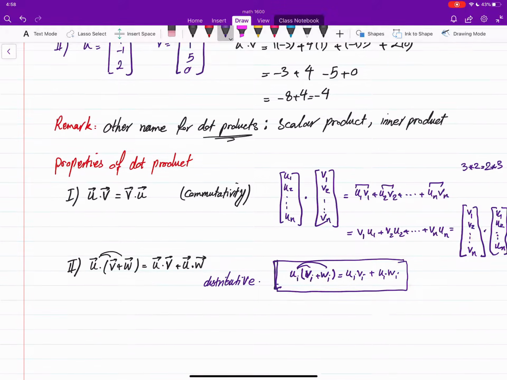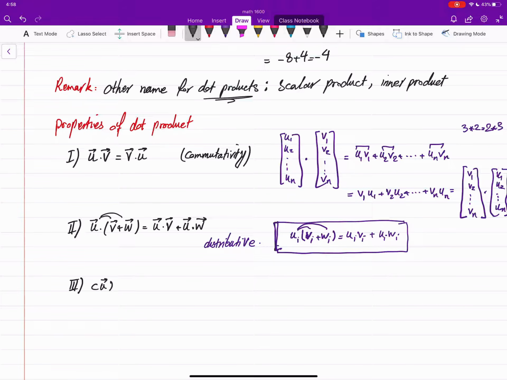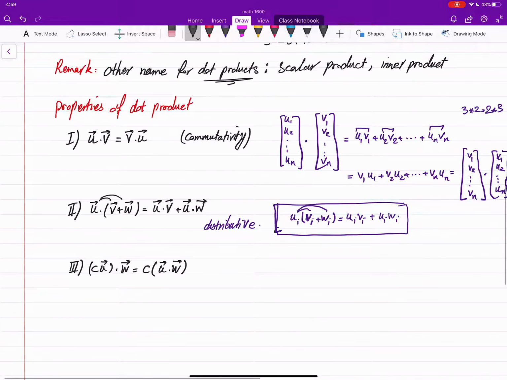Or distributive. Okay, so that's the second property. I suggest you try to complete the proof of that part. Also, there is this fact that dot product and scalar multiplication work nicely together. It means that you can first do the dot product and then do scalar multiplication, or you can scalar multiply one of these vectors and then use the other one.